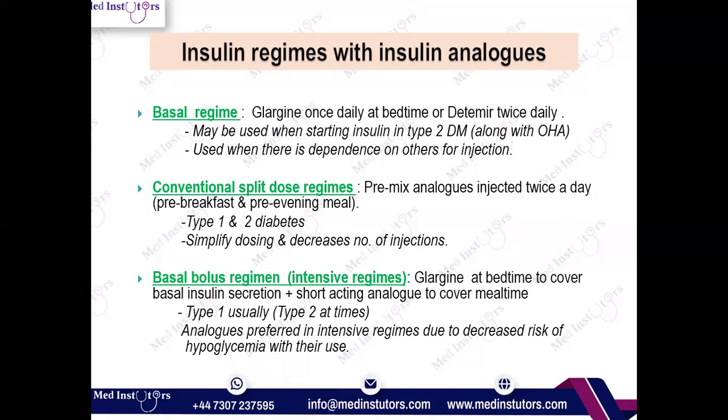So remember that insulin lispro, aspart, and glulisine are the insulin analogs which have fewer postprandial hypoglycemic episodes compared to regular insulin. These can be used as the bolus regimen. Along with the bolus, for basal insulin we use glargine, usually at bedtime. So these are the three regimens you have to remember: basal regimen, conventional split dose regimens, and basal bolus regimens.